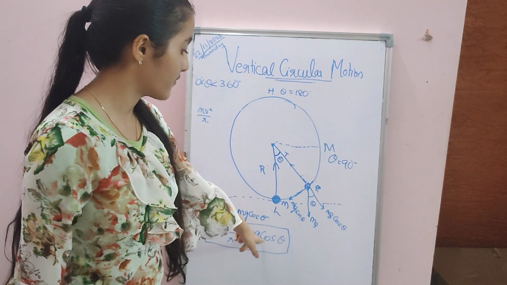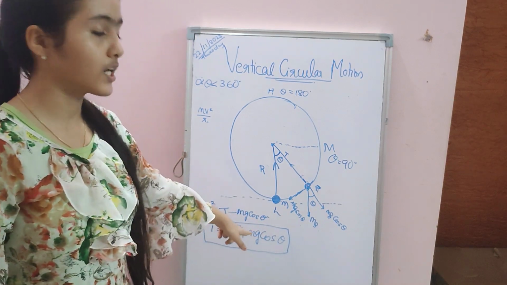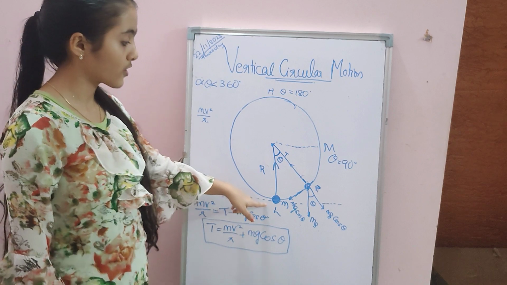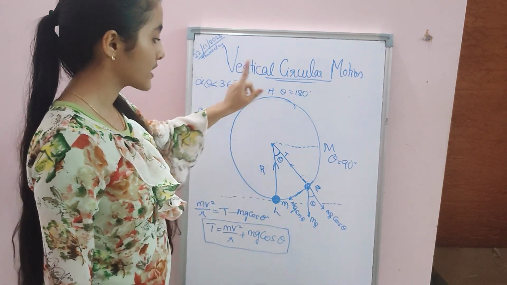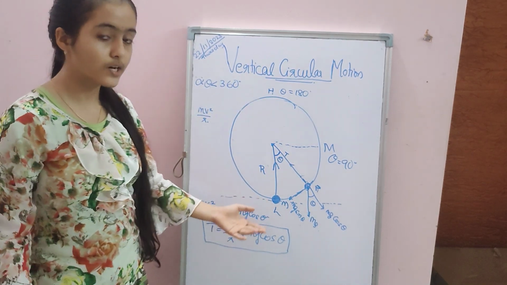See here, we have a term cos theta. This cos theta is the only one varying from the lowest point to the highest point. Theta varies, so cos theta varies.